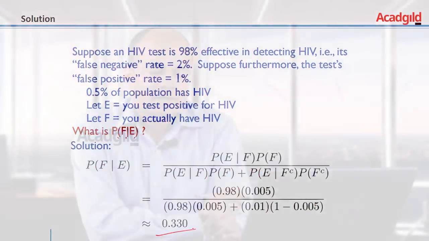So at the onset it may seem that if the person shows HIV positive and the test is 98% effective, it's highly likely that the person must have HIV. But as we can see, it's not even 50% of the cases that such a person would have HIV. So one cannot say that one need not be worried, but it's not such a grim scenario, probabilistically speaking.